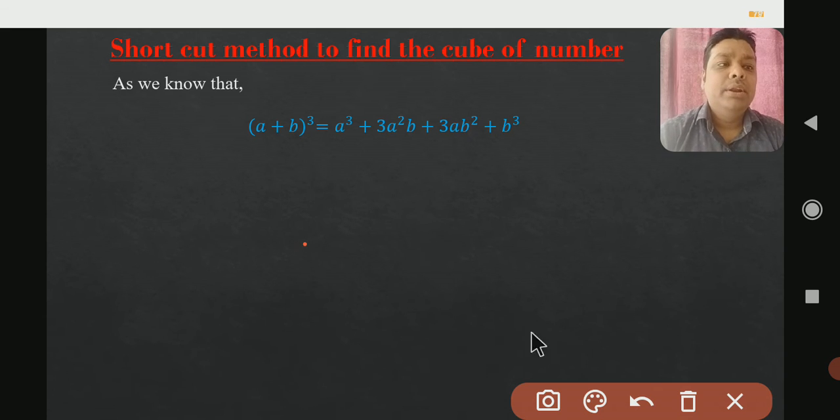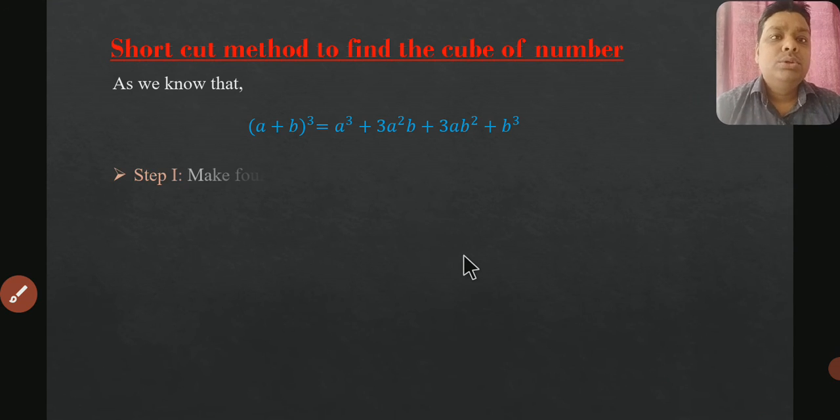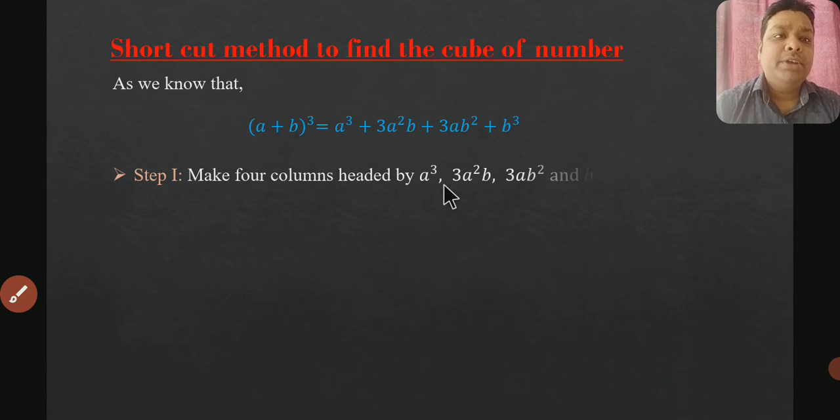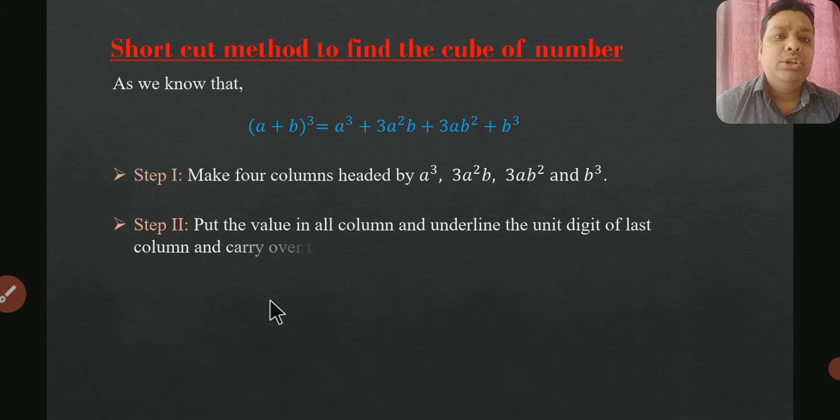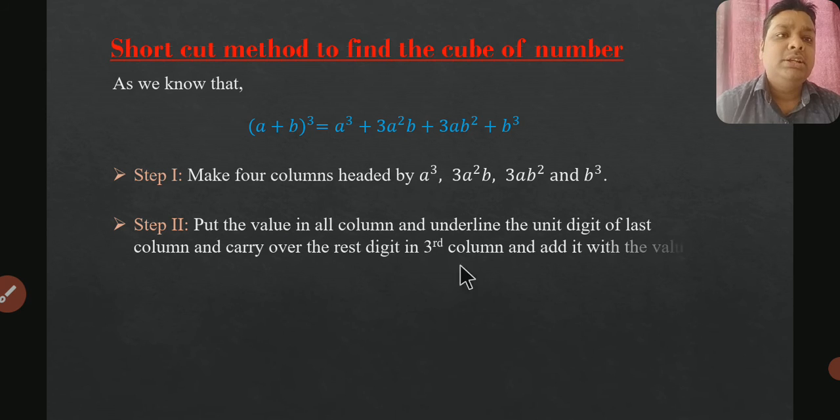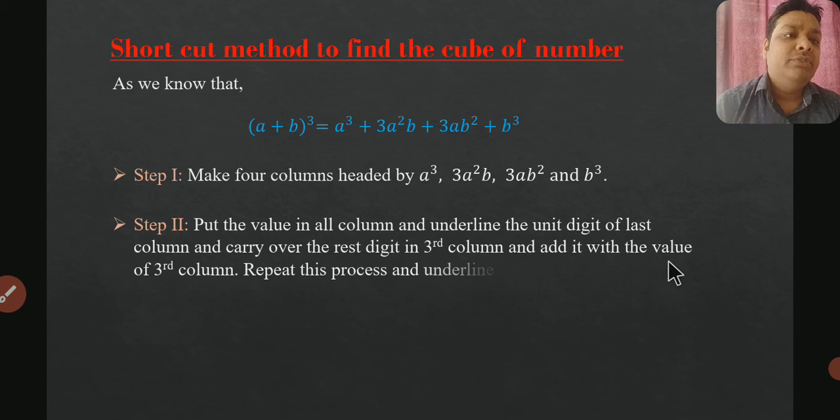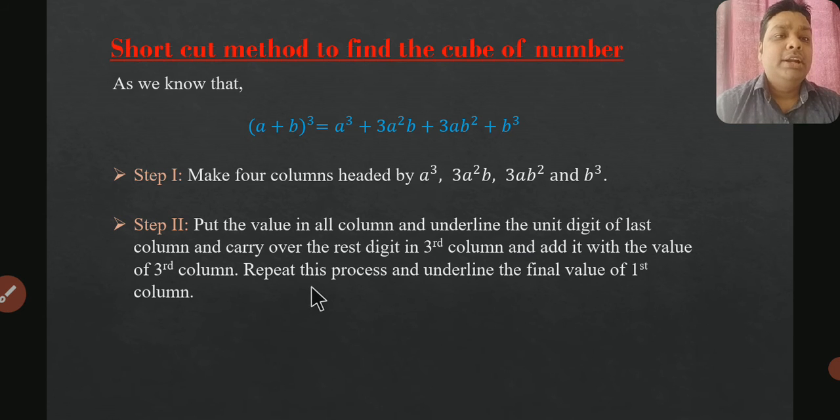Step 1: make 4 columns headed by a cube, then 3a square b, then 3ab square, and then b cube. Step 2: put the value in all columns, underline the unit digit of the last column, and carry over the rest of the digits to the third column, and add them with the value of the third column. Repeat this process and underline the final value of the first column.